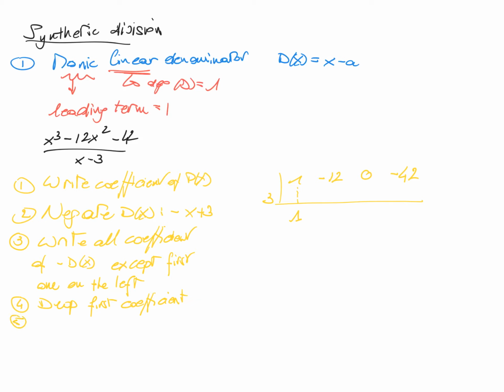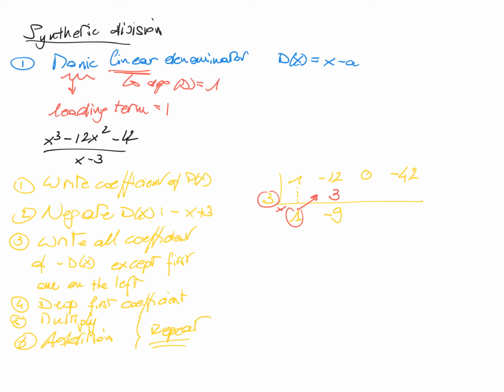Then we make the multiplication. So we multiply 3 with 1 and we write it in the next column. So here 3 times 1 is 3. We write it below the minus 12, so in the next column. Then we perform an addition. So we add minus 12 and 3. So minus 12 plus 3 is minus 9. And then we repeat these steps, the multiplication and the addition, until we reach the end.